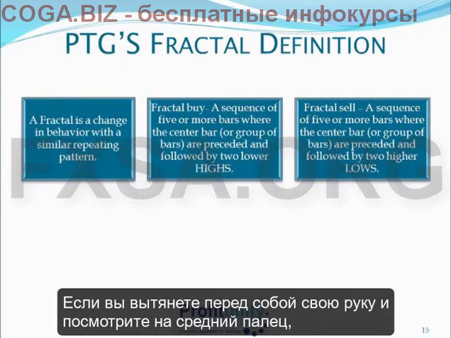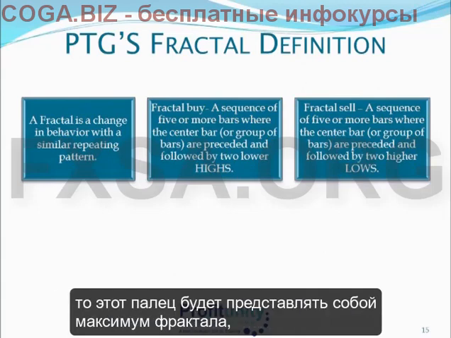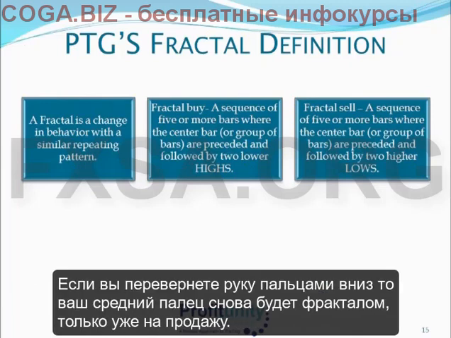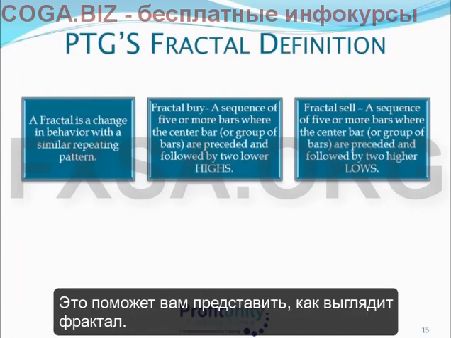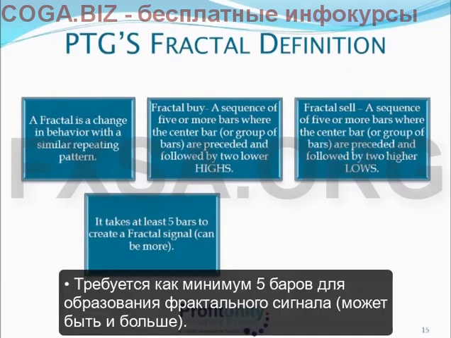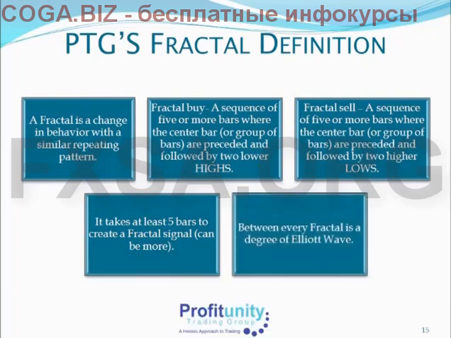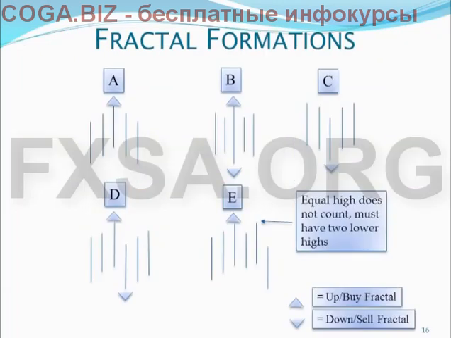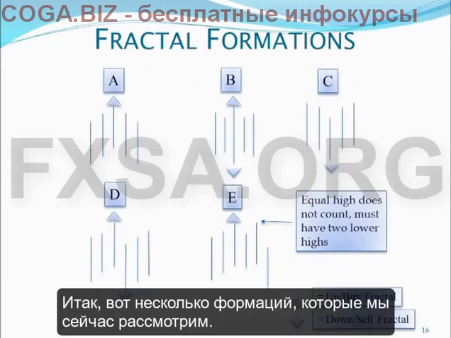So if you were to take your hand and put it in front of you and look at the middle finger, that middle finger would be the high of a fractal point, with the 2 fingers on either side having a lower high. If you flipped your hand upside down, pointed it towards the ground, that middle finger would still be the fractal cell. Okay, so that's going to give you a visual of what a fractal looks like. It takes at least 5 bars to create a fractal signal, can be more, and between every fractal is a degree of Elliott wave. Here are some other formations we're going to take a look at.